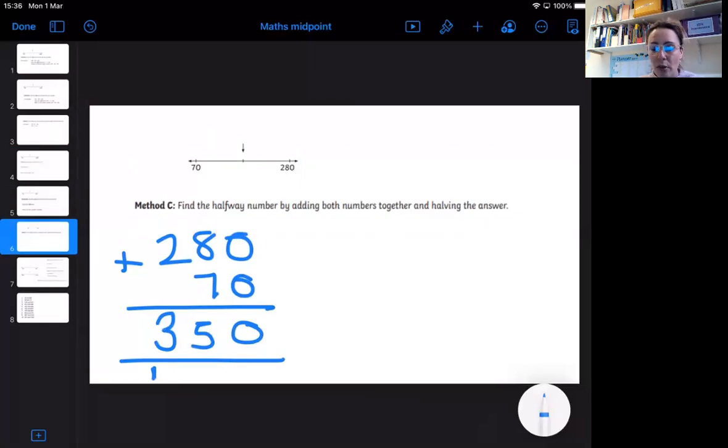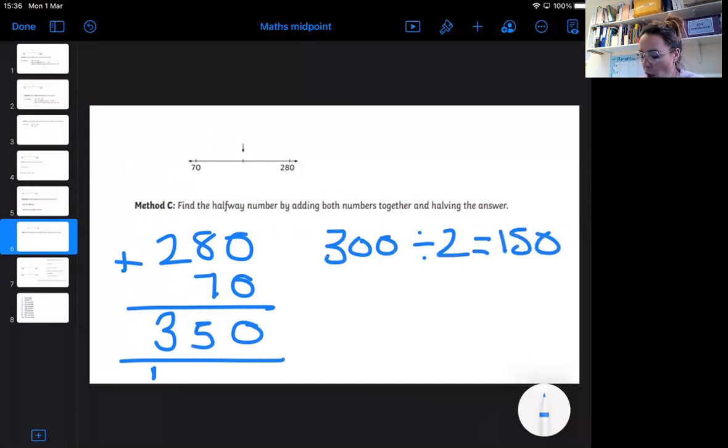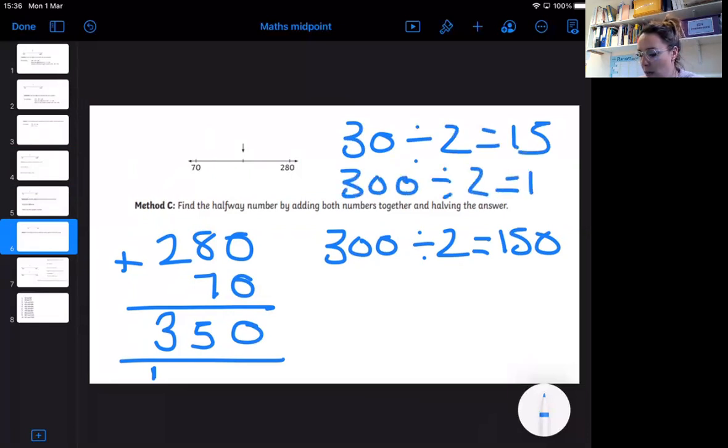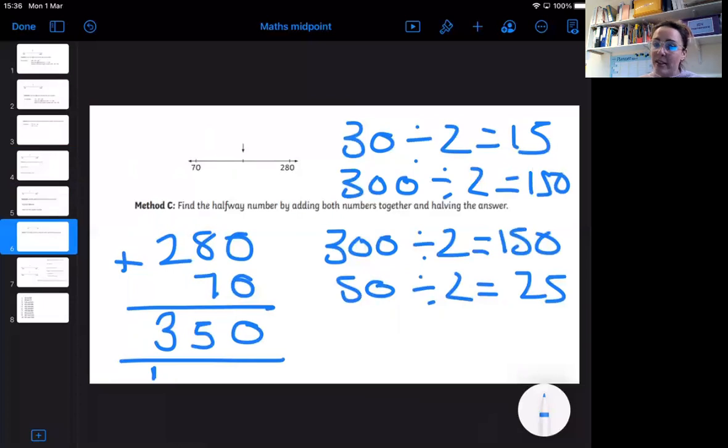Now I need to half 350. I know that 300 divided by 2 is 150. I know that because I know 30 divided by 2 is 15. Therefore, I know 300 divided by 2 is 10 times bigger. It's 150. Now let's have a look at the tens. I know 50 divided by 2 is 25. I've used my knowledge of number there. We did look at this earlier in the term. Then you can add those two together. So the midway point is 175.